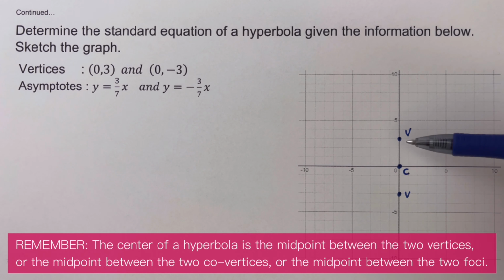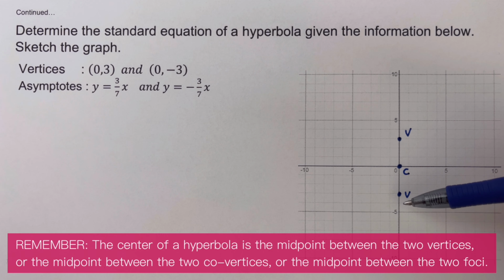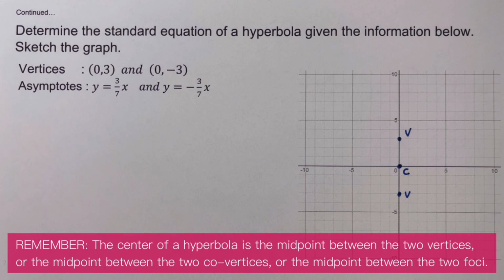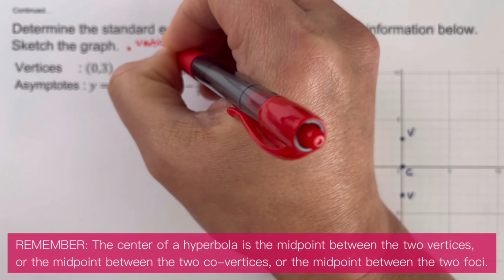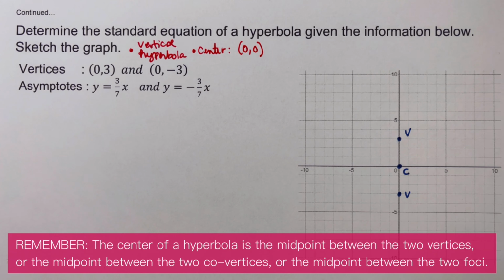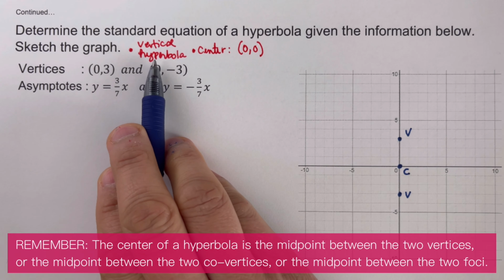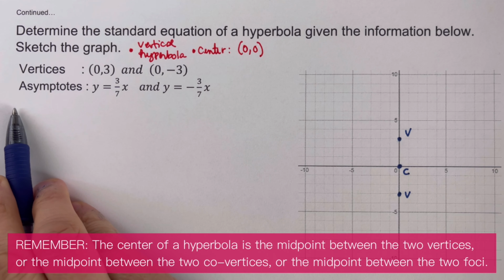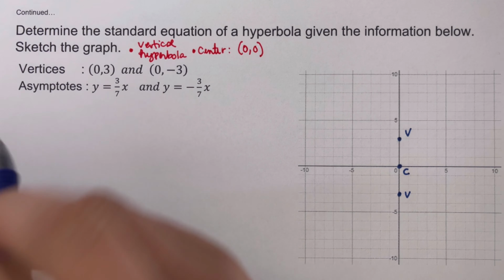Now please notice that these two vertices here are vertical relative to each other, so we can say that this is an example of a vertical hyperbola with center at 0, 0. So I'm going to write that information up here. Since this is a vertical hyperbola, I'm going to write the general equation for a vertical hyperbola down here.